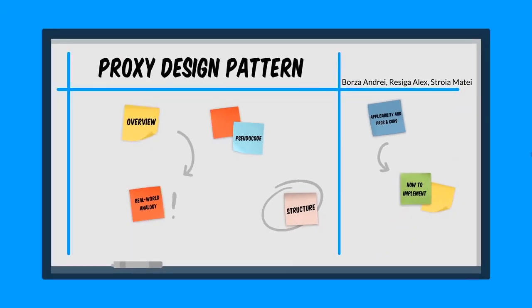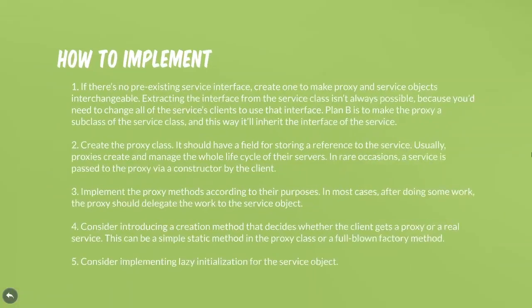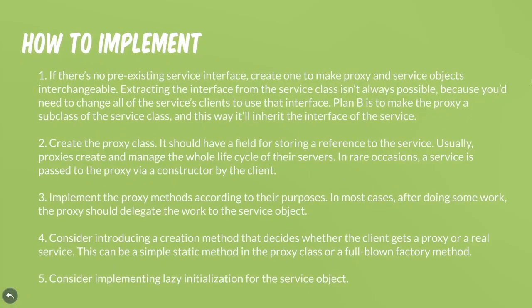And finally, let's see some guidelines on how to implement the proxy design pattern. If there's no pre-existing service interface, create one to make proxy and service objects interchangeable. Extracting the interface from the service class isn't always possible because you'd need to change all of the service clients to use that interface. Plan B is to make the proxy a subclass of the service class, and this way it'll inherit the interface of the service.